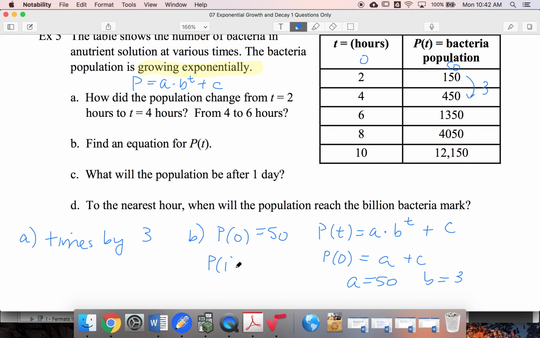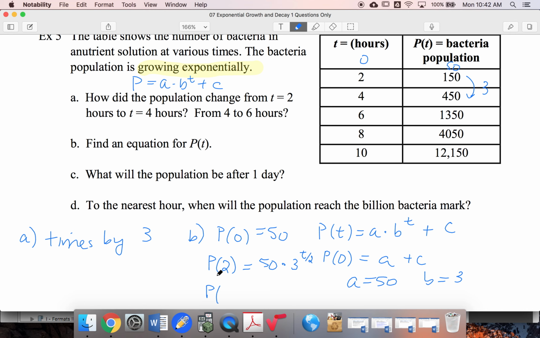So if I had P of 1, then I would get 50 times 3 to the first, which gives me 150. P of, let's test out 6. Ooh, this is not going to work because that's not P of 1, that's P of 2. So it's every 2 hours that this is happening. Because it's tripling each time, I want to leave this as a 3. But with it happening every 2 hours, I'm going to incorporate that up with my T. And instead of just saying T, I'm going to say T divided by 2.